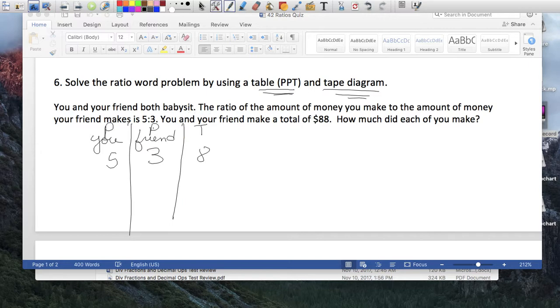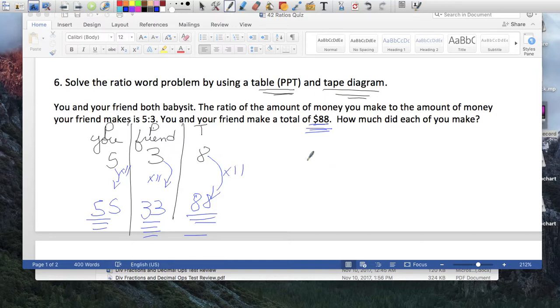You and your friend make a total of 88. So at the end of the evening, both of you made a combined total of 88. So where am I going to put that? I'm going to put it right over here under the total column. And I'm going to see if there is a relationship, which there is, times 11. I'm going to take everything and multiply it by 11. What does that mean? It means that at the end of the night, when you both combine your money and add it up to 88, you made 55 and your friend made 33. Okay, so you would have to write that out as a sentence.